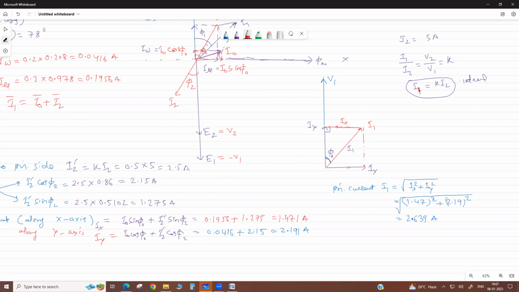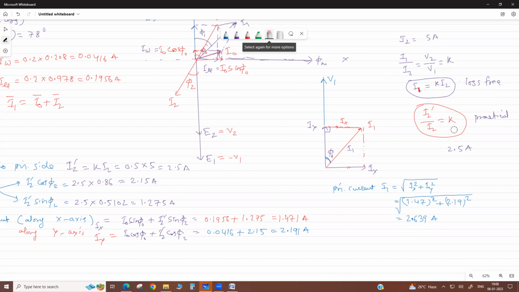But it is not I1. Practically it is I2 dash by I2 equals K. This is the correct one. The other is for the ideal transformer or loss free transformer. This is for practical. If you apply the ideal one, it will give you a wrong value. The current that will come is only 2.5 amperes, but if we calculate by this process, it comes 2.64.